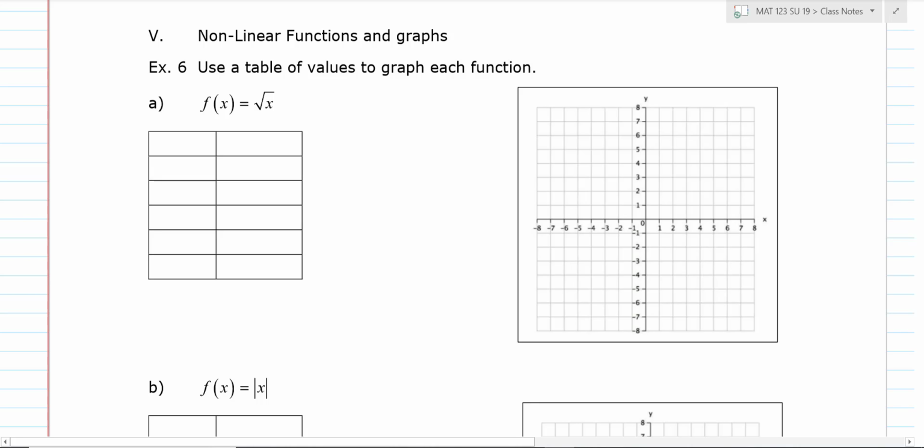All right, boys and girls, so let's see. The next one is we're going to do some nonlinear functions. So if you have a nonlinear function, then it's not going to be a line. So you're going to have some sort of a curve instead.